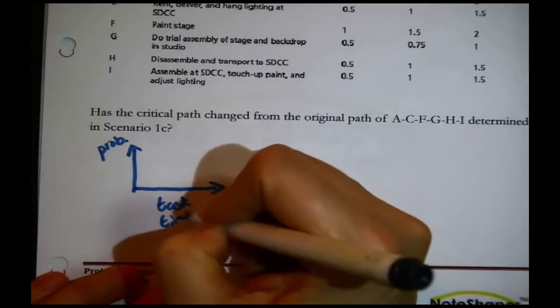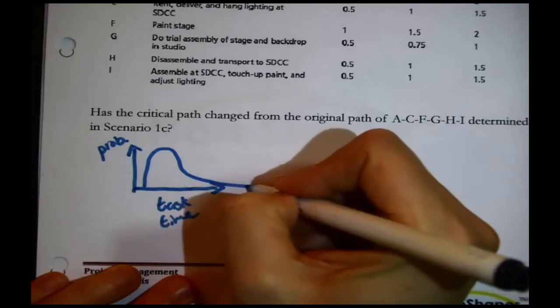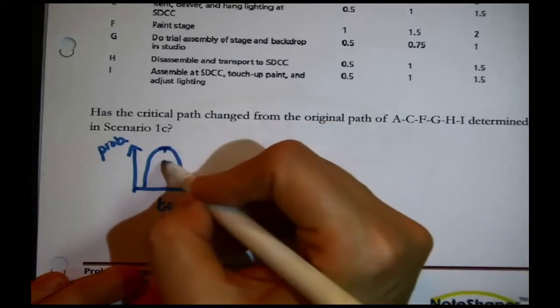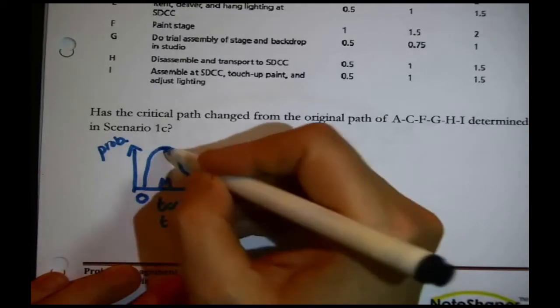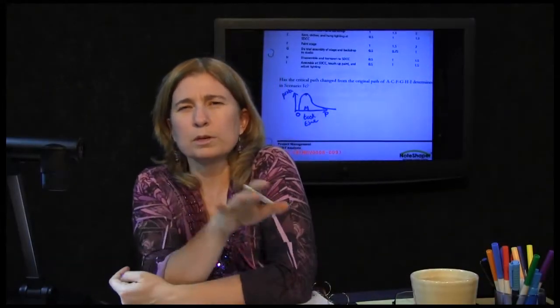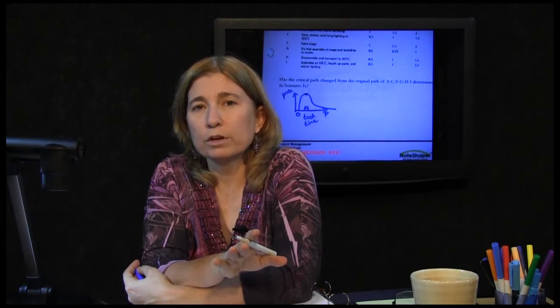A beta distribution is kind of lopsided. Usually it has a steep side and a long tail. The tall part of it is where the M is, the most likely time. The optimistic time is over here, and then the pessimistic time is basically out here. You say, oh, all right, what am I supposed to do with that? Well, that is the origin of the following formulas.